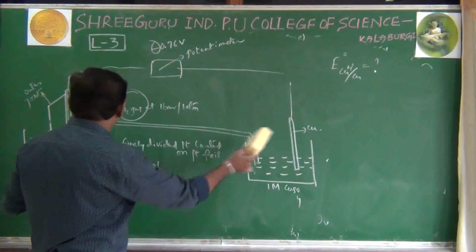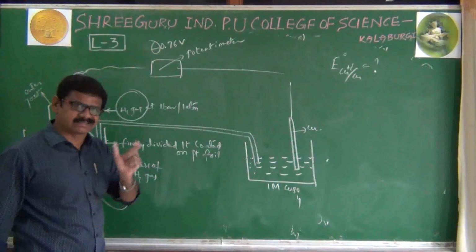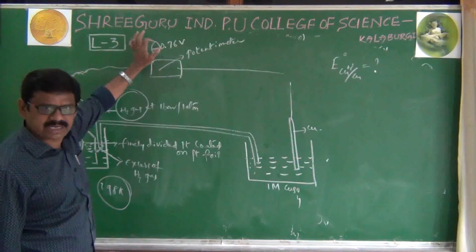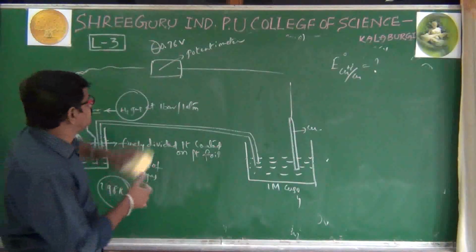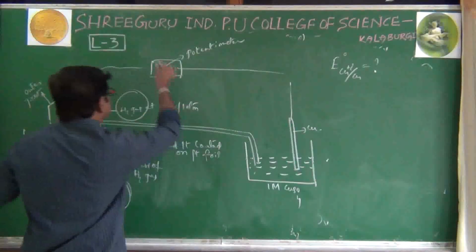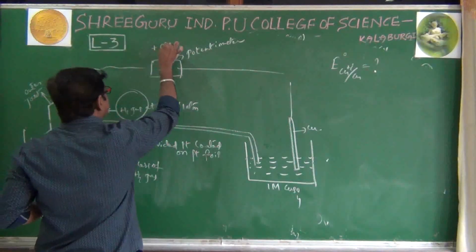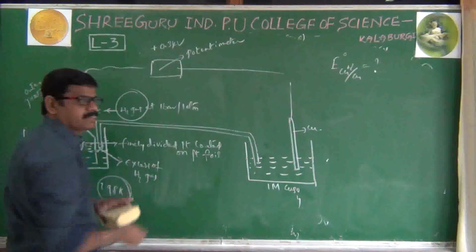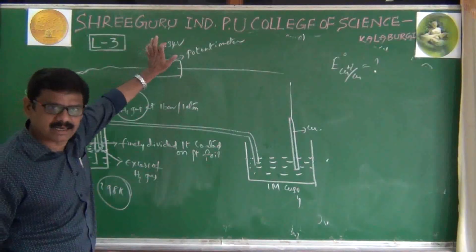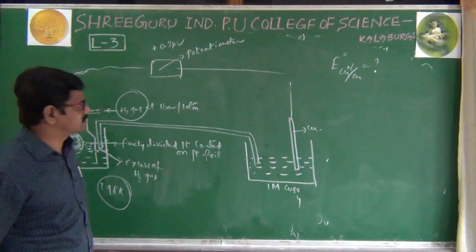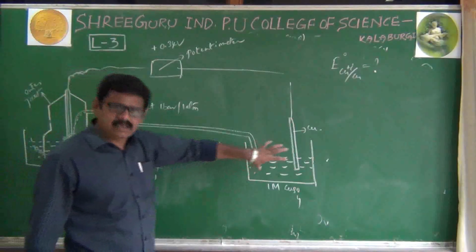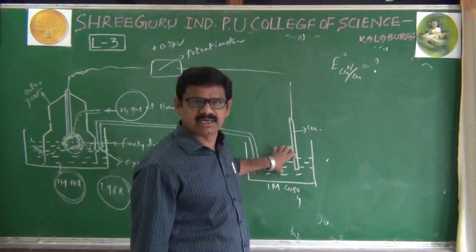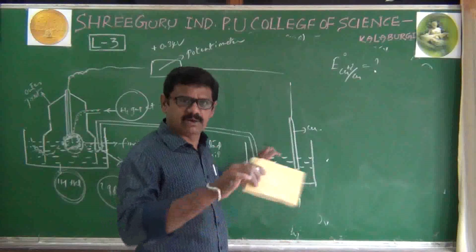Now when copper as well as SHE are connected to each other, how much potential difference is generated? That is experimentally calculated. Its value is plus 0.34 volts. It is an experimentally obtained value only, right? Now again here, particularly for copper, we have to calculate the standard reduction potential.